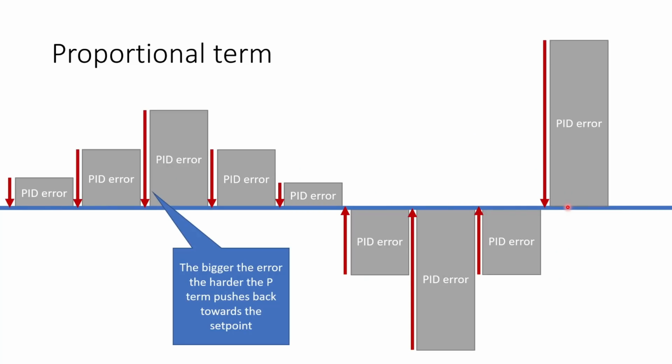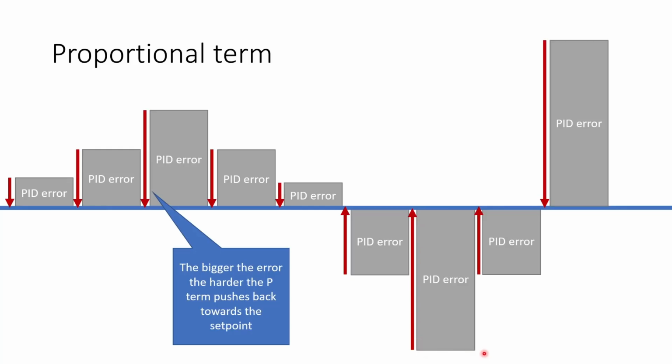Now let's talk about the different terms, and we'll start with the proportional term because I think it's the easiest to understand. The proportional term looks at the PID error. This blue line here represents 0 PID error. So if we have some positive PID error, then the proportional term pushes back against that and tries to bring the PID error to 0. If that PID error gets bigger, the proportional term pushes harder. And if it's very big like this, you can see it's pushing really hard. If the PID error goes negative, then the proportional term still pushes back towards 0. So it's pushing back towards 0 the whole time.